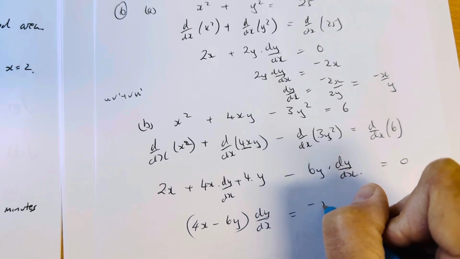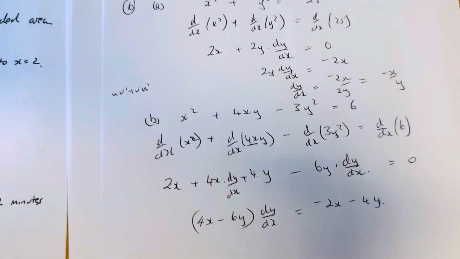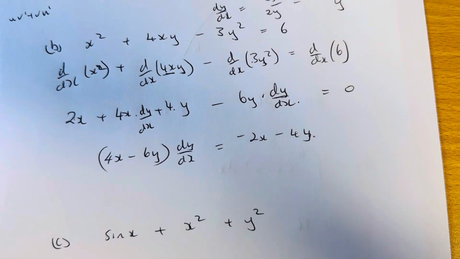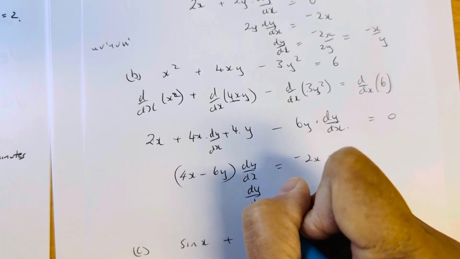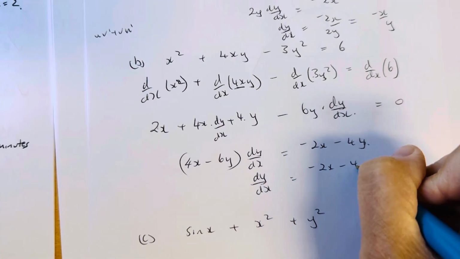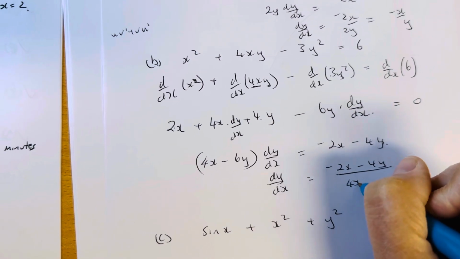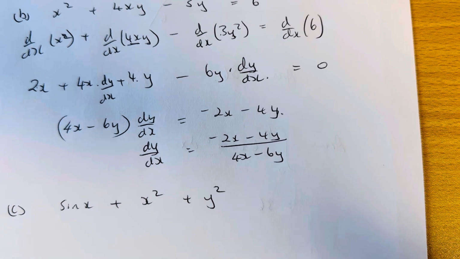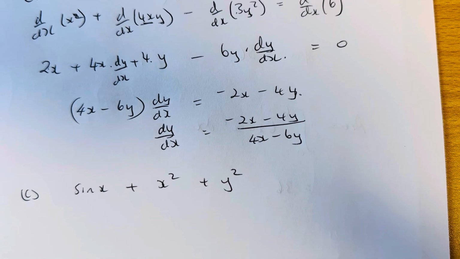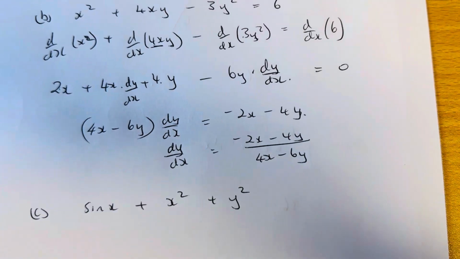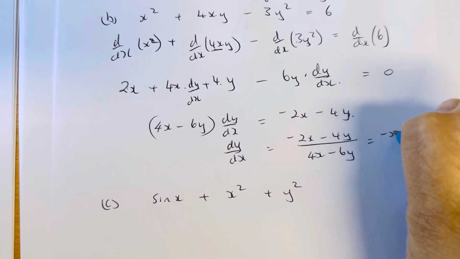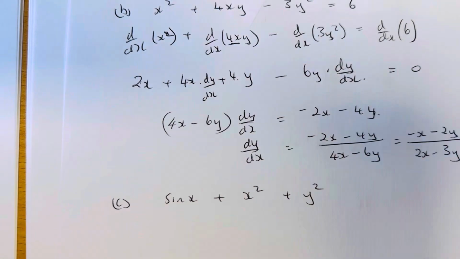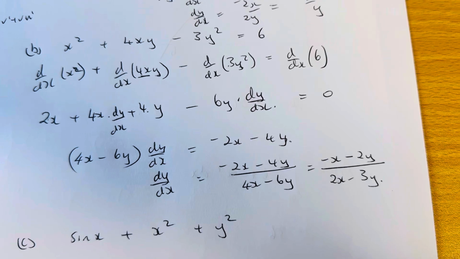I'm going to take the 2x, take the 4y to the other side. I am trying to isolate dy/dx on its own. So I get dy/dx equals negative 2x minus 4y over 4x minus 6y. So I now have done it. What do you notice about all the coefficients? All the coefficients are multiples of 2. So we would simplify that to negative x minus 2y over 2x minus 3y. Just simplifying that fraction down.